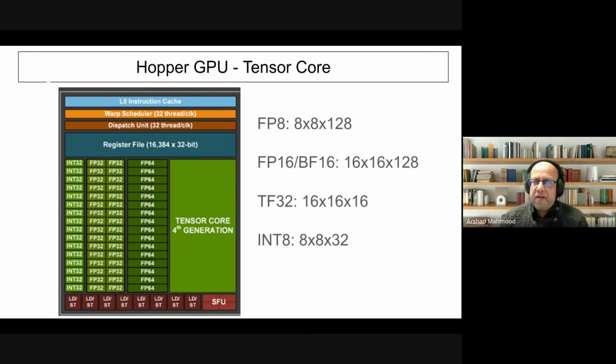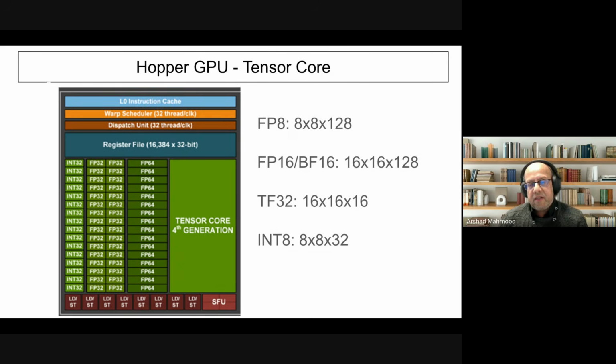In Hopper, I believe you can do 128 by 64 by 16. So that's the size. And in Blackwell, you can actually do 256 by 256 by 16. So they're not massive matrices, but essentially you break your original matrix down into these kind of tiles.